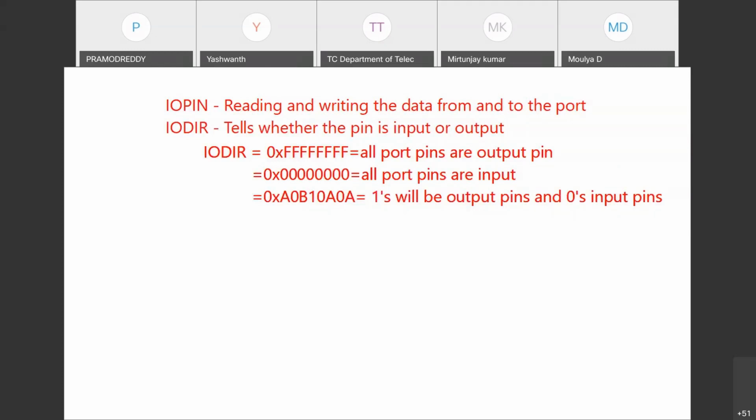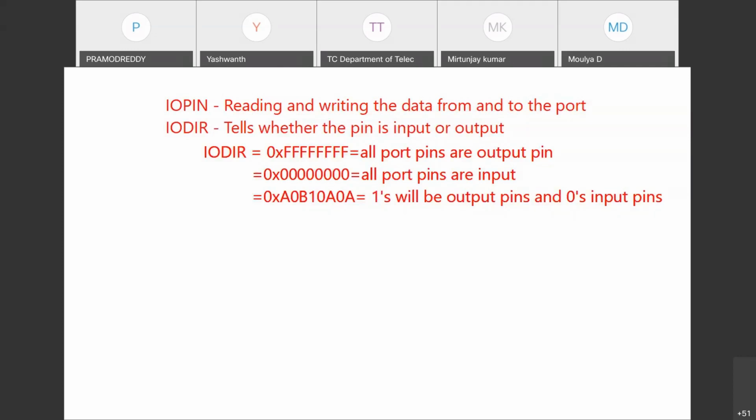What is this IO set? IO set puts the pin into high state. What is the meaning of this? It puts the pin into high state. Even though I declared the pin as an output port, what is it giving out? It is giving out 1 as the output. It is putting the data 1 at the output.